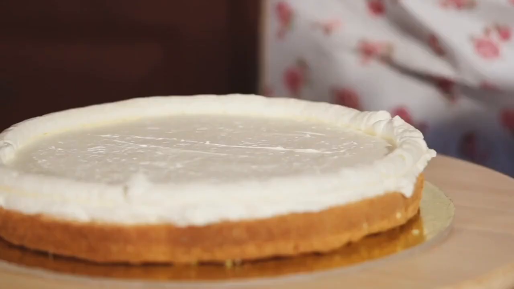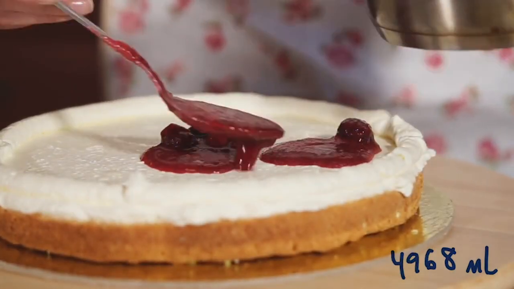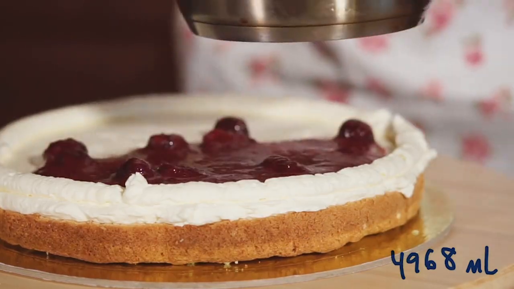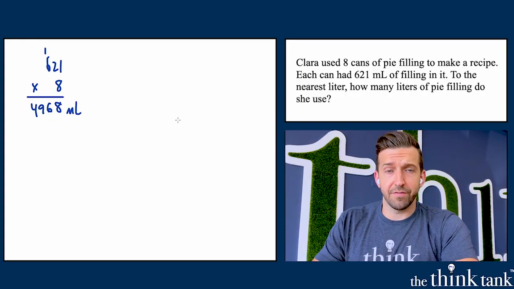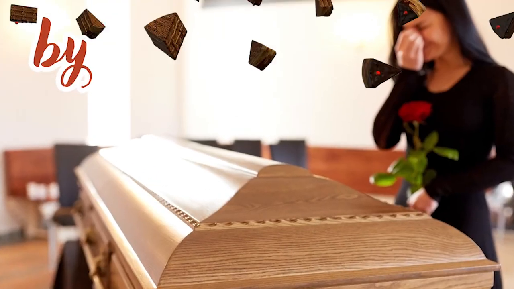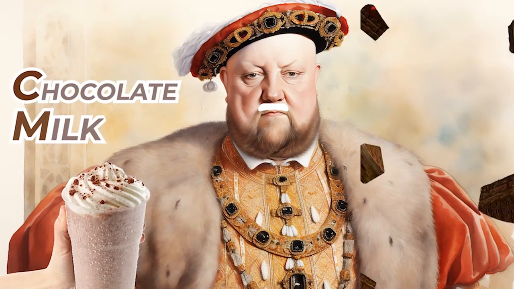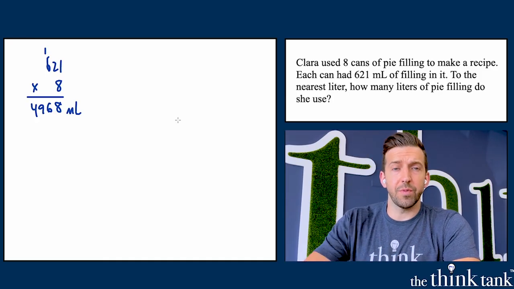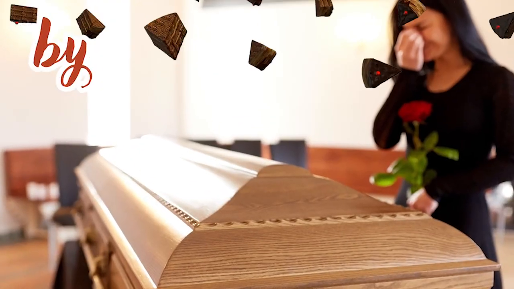Okay, there's step 1. Now we got to do this whole metric conversion thing though, right? Because we're trying to convert this into liters. So how do we do that? Well, to do my metric conversions, I like using the mnemonic device, King Henry died by drinking chocolate milk. That's a memorable way that a lot of students I've worked with have learned it, and it's one that's really stuck with me over the years. So King Henry died by drinking chocolate milk.